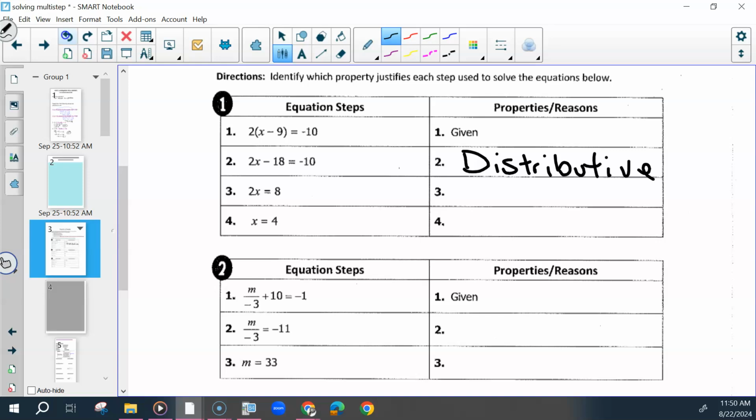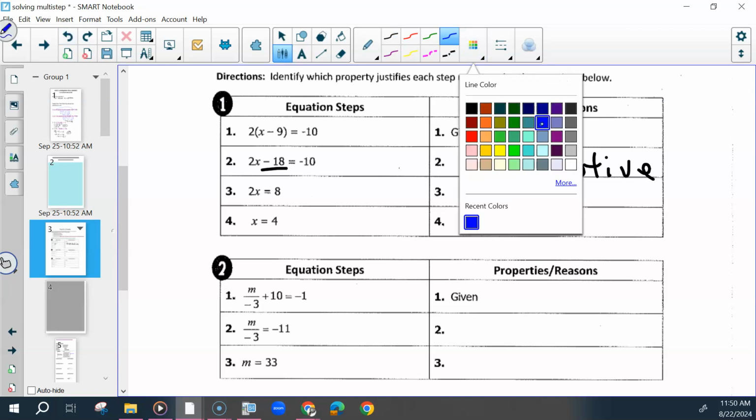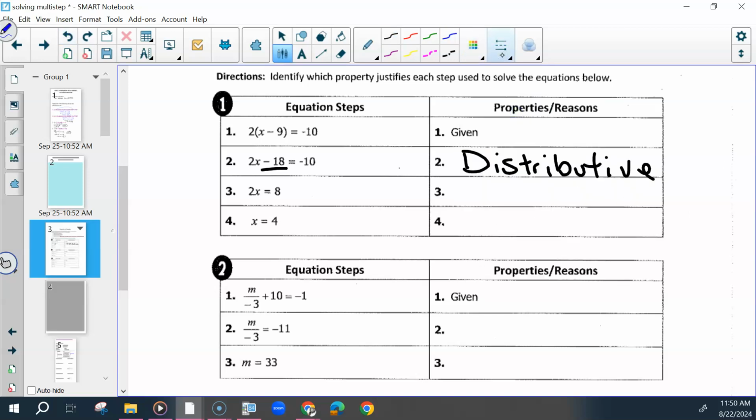What's different? What was here but now it's gone? Or what was here and now it's different? The 18, okay. What do we do with that to get this? Let's see. If I subtracted, would that disappear? No. So maybe not subtract. What else could we have done? You added them together.